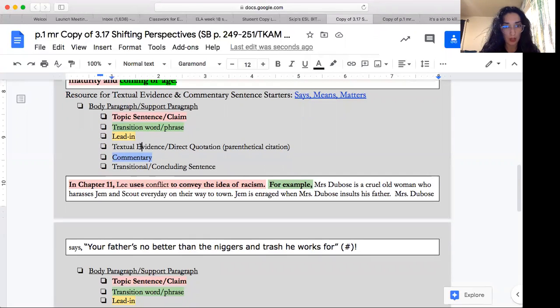Okay, so now I have my quote. This is my lead-in. So my lead-in is what builds up to the quote and gives some background or develops the theme. Jem is enraged when Mrs. DeBow insults his father.